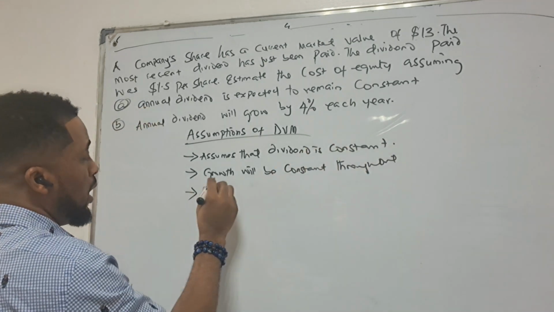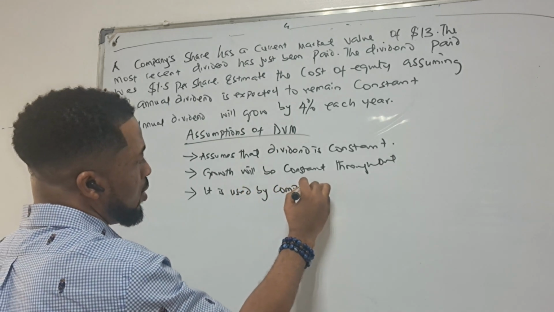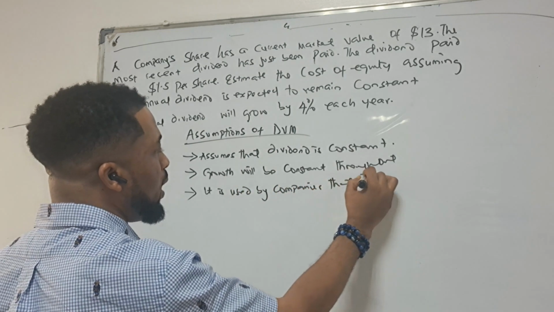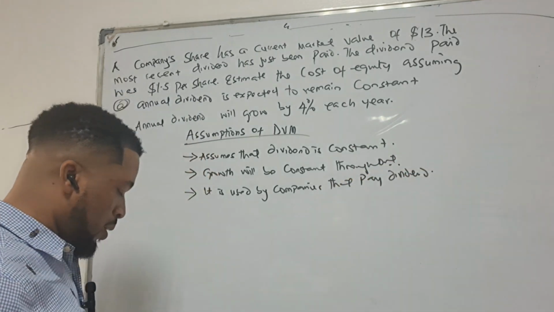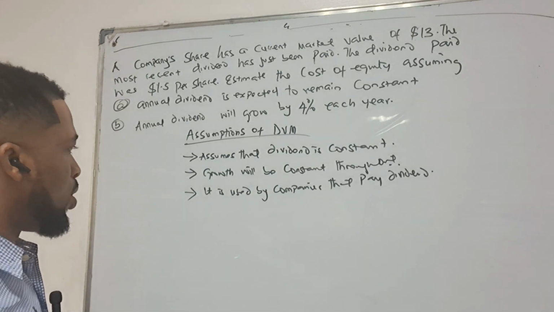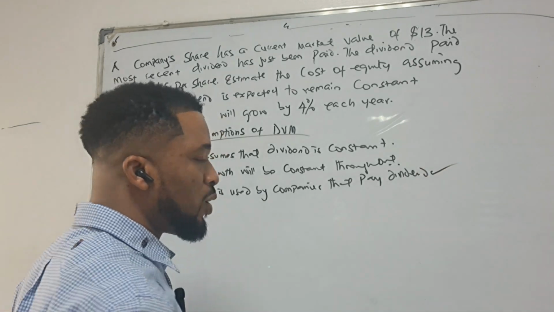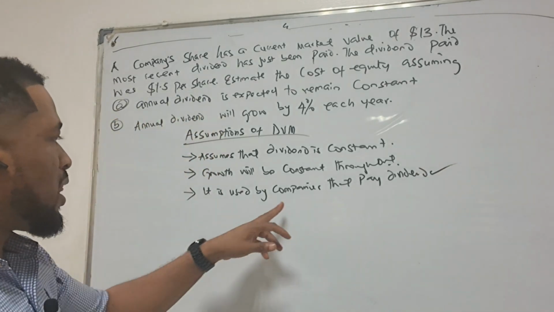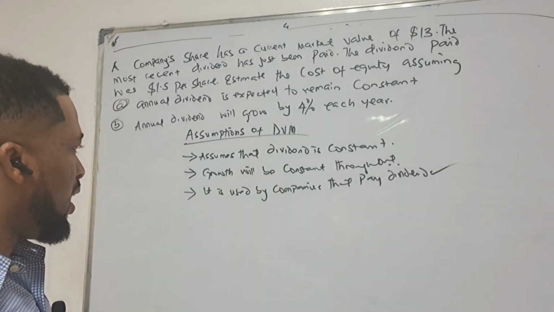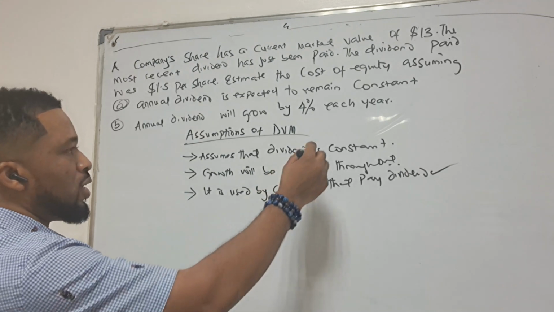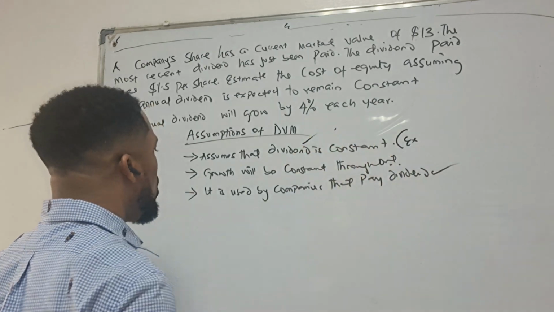Next assumption is that it is used by companies that pay dividend. This is actually one of the criticisms of this DVM, because you can't assume that all companies will be paying dividend. There are companies that don't pay dividend. So anytime you have a company that is not paying dividend, the DVM model becomes irrelevant to that company. Also, the assumption that dividend is constant throughout, because of expectation theory, may not hold.